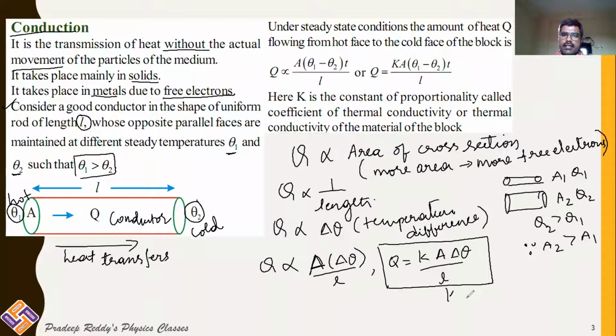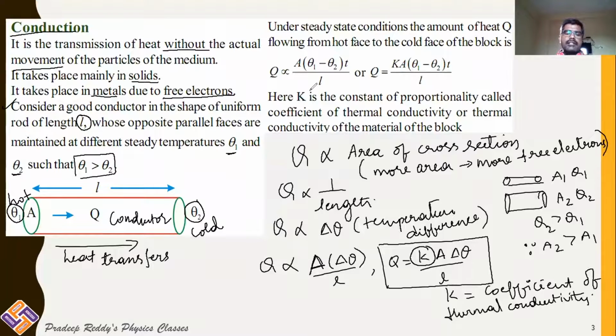K is called coefficient of thermal conductivity. It is called coefficient of thermal conductivity or thermal conductivity of the material. So this K is called thermal conductivity of the material. So this is how heat transfer takes place in solids.